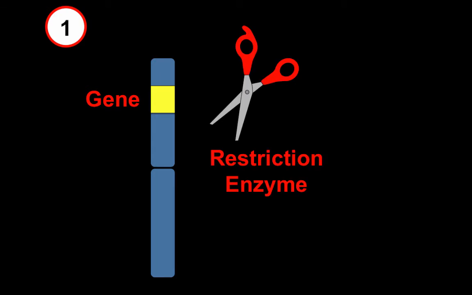Now, when we're trying to create a transgenic bacteria, what we're going to do is start with the gene that we want. So for example, let's say we're trying to make a bacteria to make insulin. So we're going to take the insulin gene and we're going to use a restriction enzyme, which is like biological scissors, and we're going to cut that gene out.